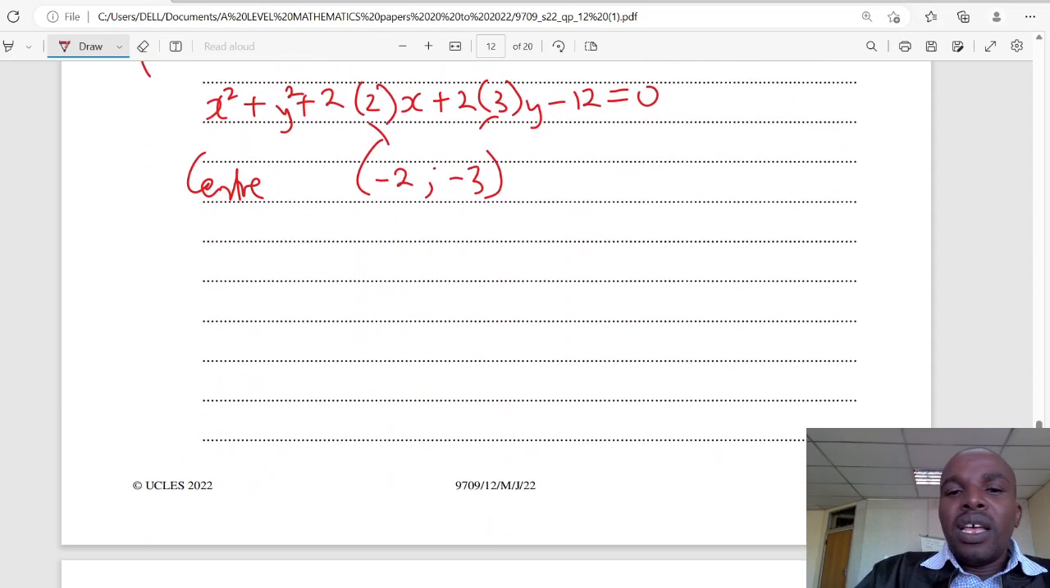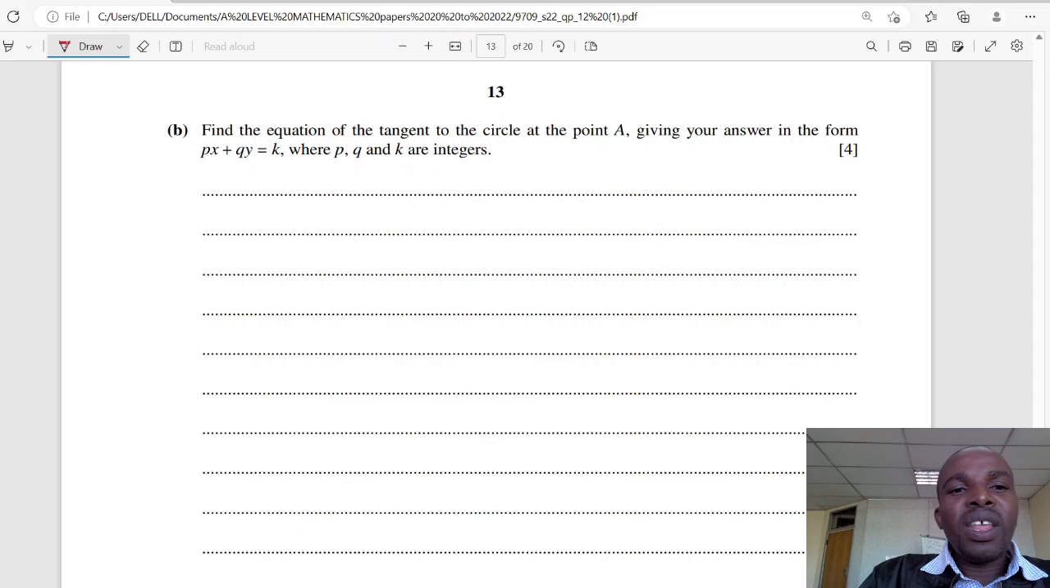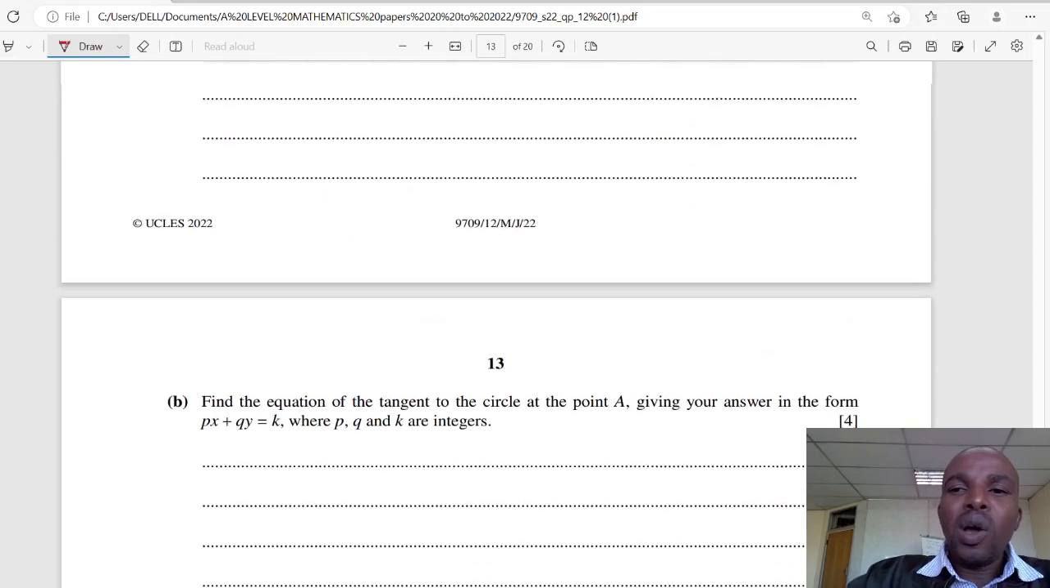Done. Right, next question. Find the equation of the tangent to the circle at the point A, giving your answer in the form shown. Find the equation of the tangent to the circle at the point A. Where is our A?